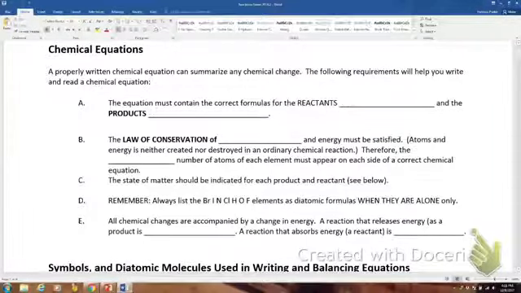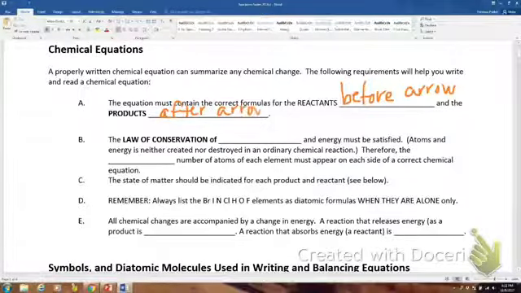Okay, so let's start with what the equation is going to look like. So we have to have the correct formula, and of course the reactants come before the arrow, and that's because they react, so they come before the arrow, and then the products are going to come after the arrow. It's because they're being produced.